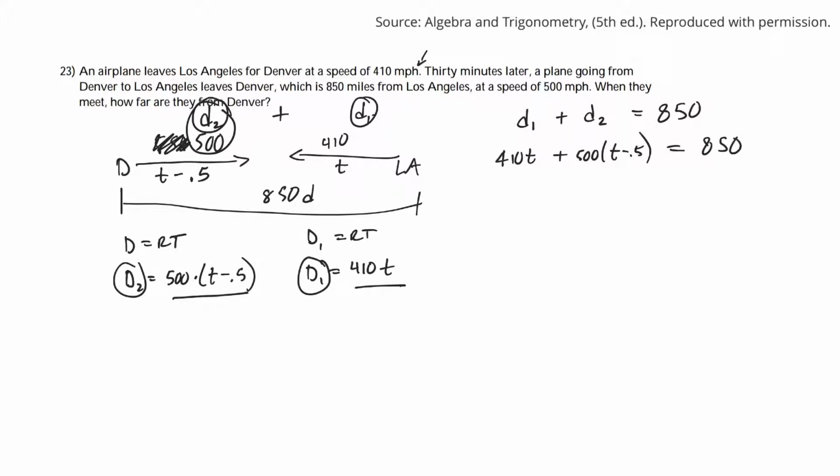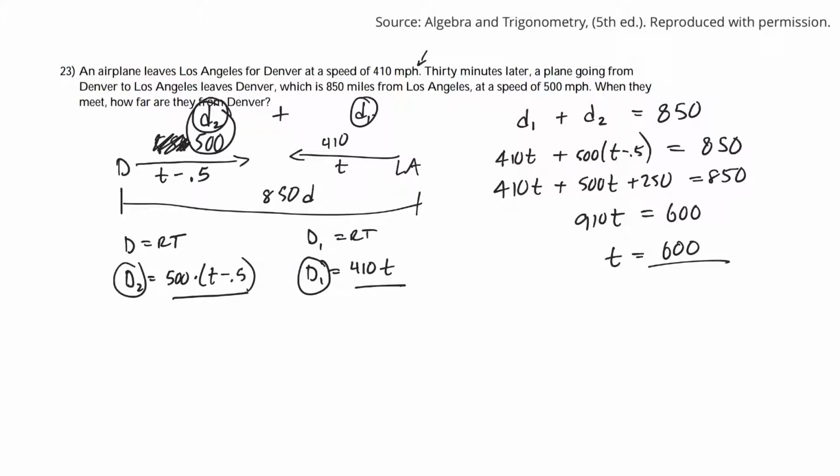Here we go. So 410t plus 500t, 500 times 0.5, I think, is plus 250, is equal to 850. So this would be 910t is equal to 850 minus 250, which would be about 600. So then t is equal to 600 divided by 910. If you divide that, that's going to be what, 0.68 or something? 0.6 something. And that'll be the time that this guy travels. And then this guy is going to travel a half hour less than that, so he won't travel very long.